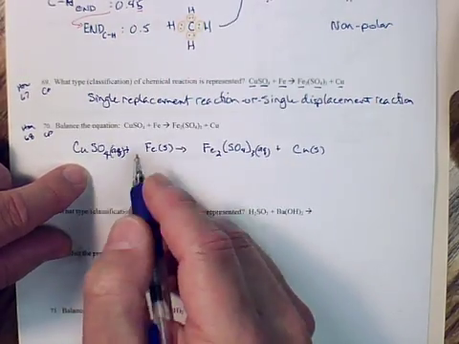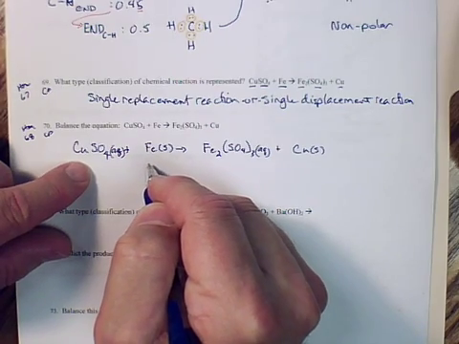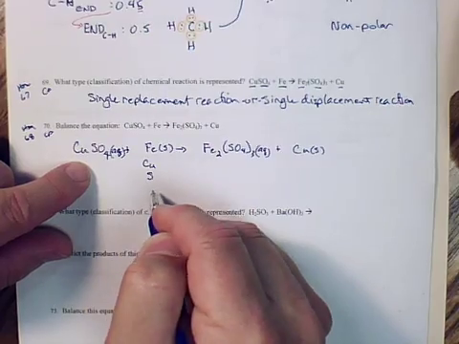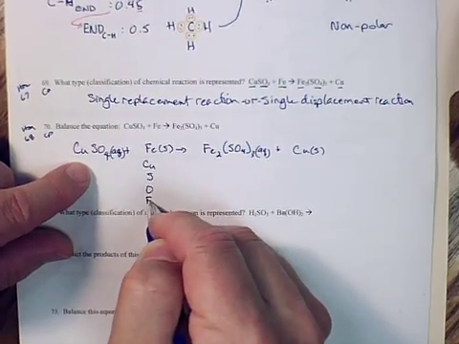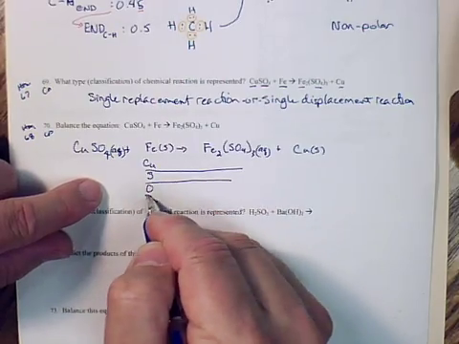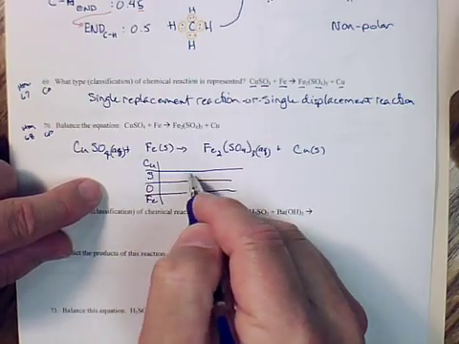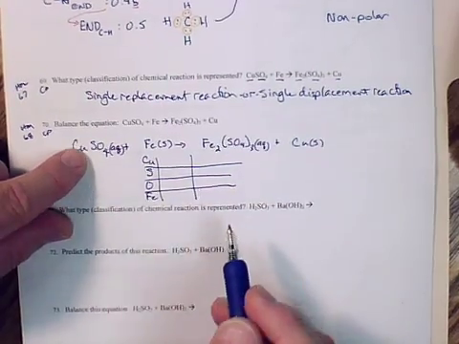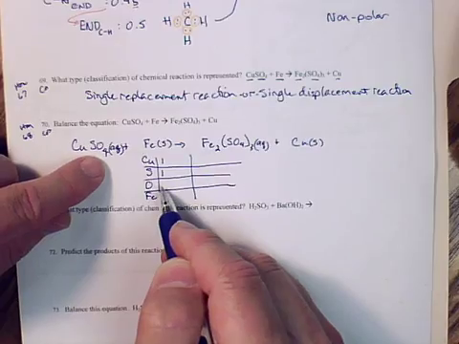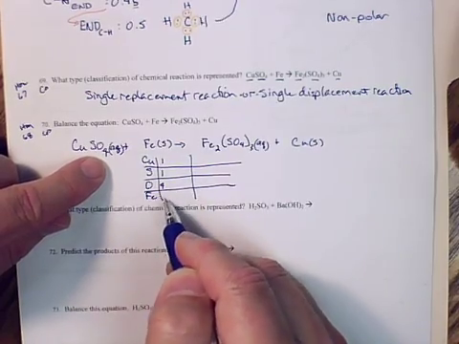Now we're ready to balance the equation. To balance the equation, we have to have an atom inventory. So we write out Cu and S and O and Fe, and we make a kind of grid here. We count up all the elements on both sides of the equation. Copper, we have 1 of those. Sulfur, we have 1. Oxygen, we have 4. And iron, we have 1.